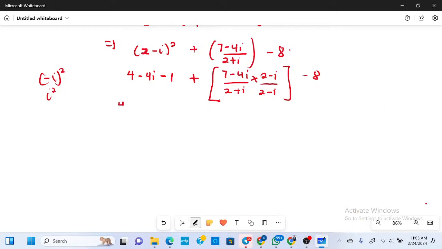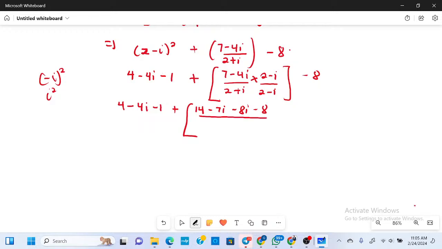So 4 minus 4i minus 1 plus, within these brackets, 7 by 2 is 14. 7 by negative i is minus 7i. Negative 4i by 2 is negative 8i. Negative 4i by this, I'll have i by i to be negative 1. Then it will multiply by this negative to be positive. But still, this is negative. So I have minus 8 all over the expression.